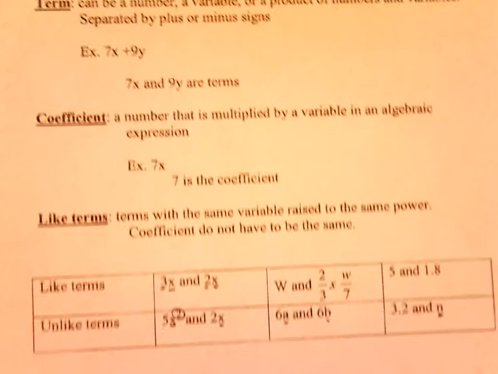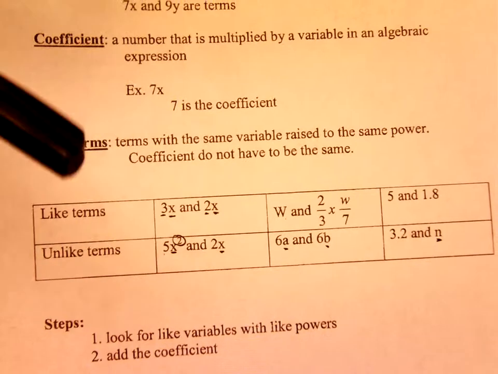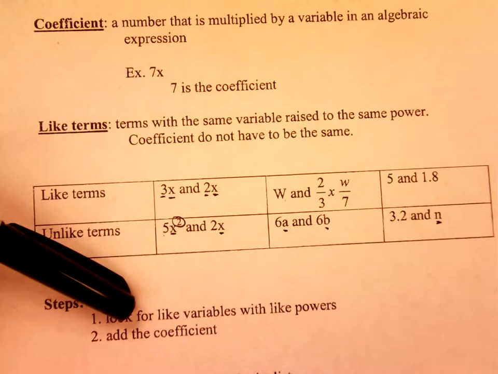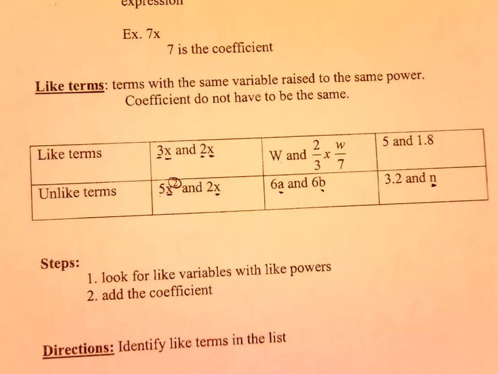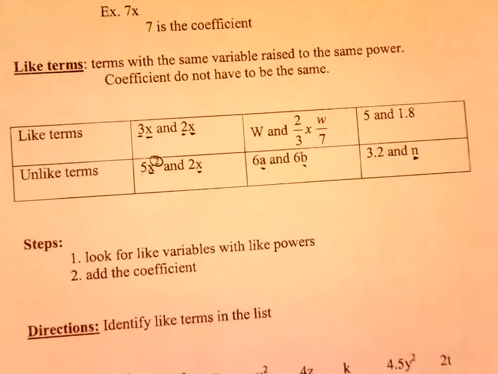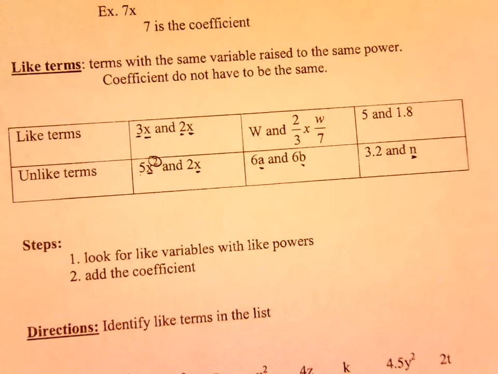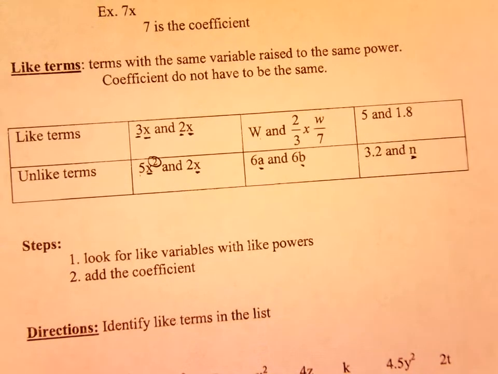All right, let's look at the steps. Look for like variables with like powers. Add the coefficients. Direction: identify the like terms in the list. The best thing for you is to highlight everything that is the same. So here, highlight 5a. I find all the terms that have the a in it. Anything that has an a in it, well, the only other one is the 2/3 a.